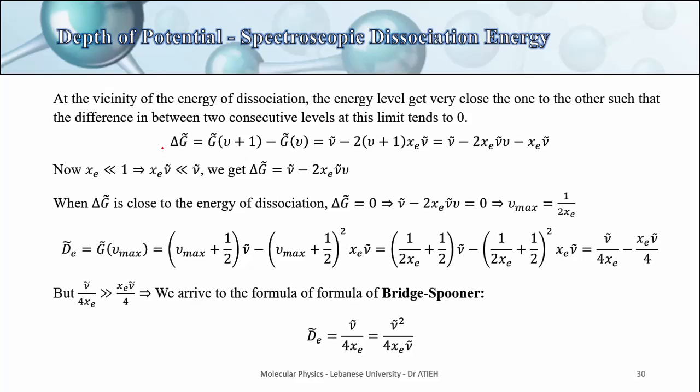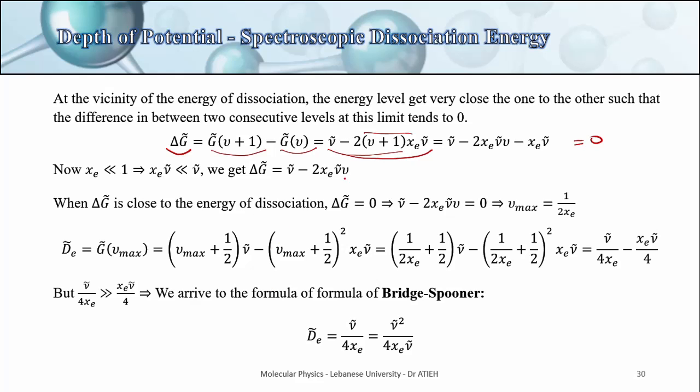So what we are going to start with is we are going to calculate delta G bar. Delta G bar must tend to 0. Why? Because we know that the difference between energy levels decreases till it tends to 0. So we write the general formula for G nu plus 1 minus G nu. We just substitute. We have already seen this part. We expand a little bit, and we try to make it equal to 0.